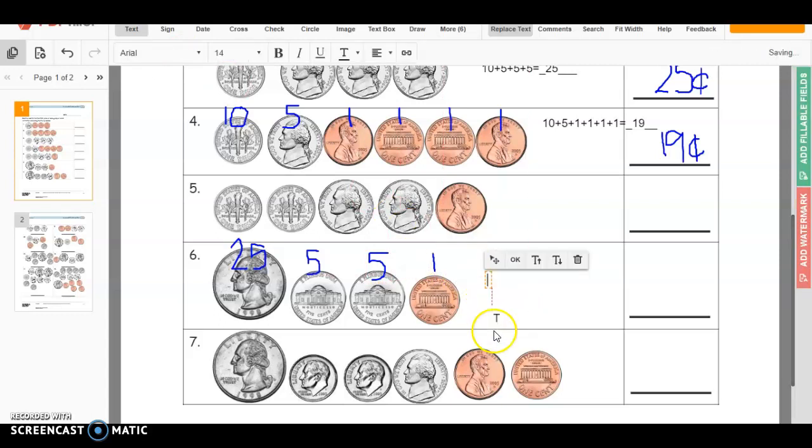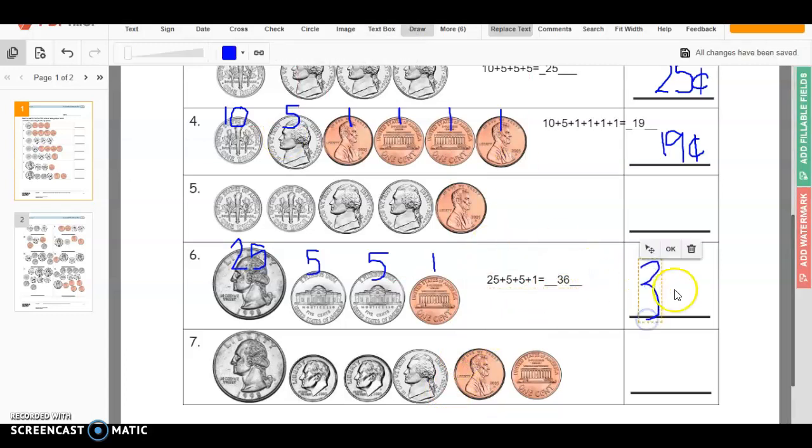Now I'm going to write my number sentence. 25 plus 5 plus 5 plus 1 equals, now it's time for me to add. I have 25 plus 5, which is 30, 30 plus 5, which is 35, and 35 plus 1, which is 36, which gives me a total of 36 cents.